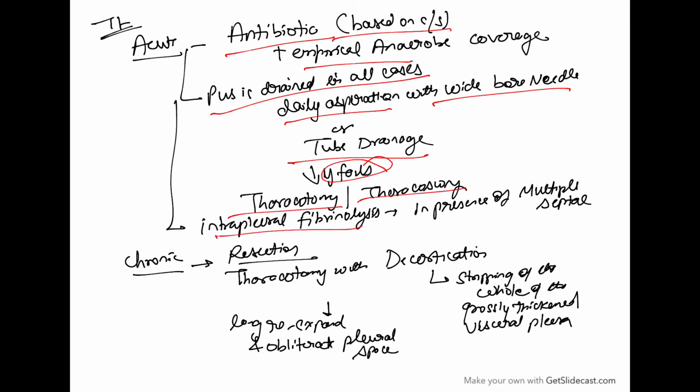Also, we can go for intrapleural fibrinolysis. We can try if there is presence of multiple septae. Okay, in case of chronic empyema, resection is the ultimate treatment; we will go for thoracotomy with decortication. Decortication will strip off the whole of the grossly thickened visceral pleura, and the lung will re-expand and will obliterate the pleural space.